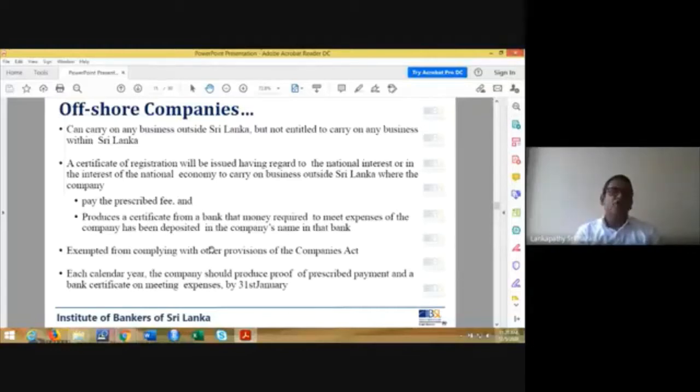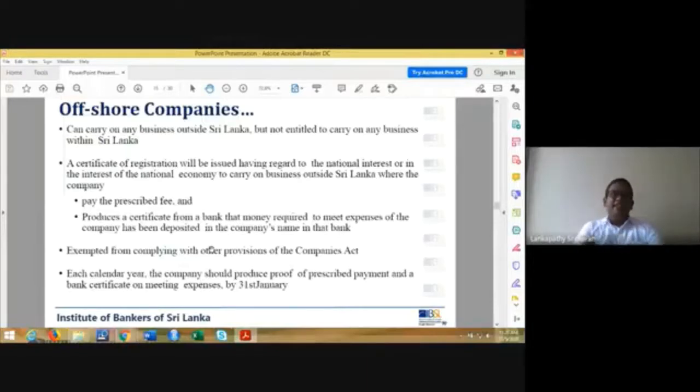Understand? The offshore company. And a certificate of registration will be issued, having regard to the national interest or the interest of the national economy, to carry on the business outside Sri Lanka, where the company pays the prescribed fee and produces a certificate from a bank that money required to meet the expenses of the company has been deposited in the company's name in that bank.